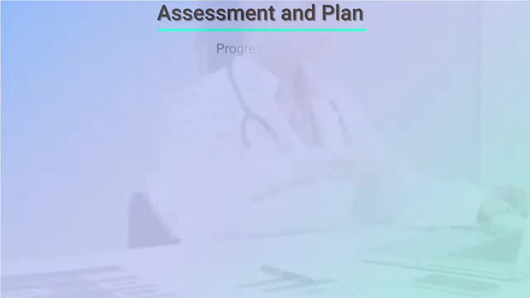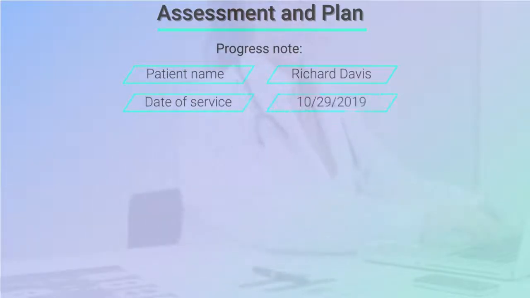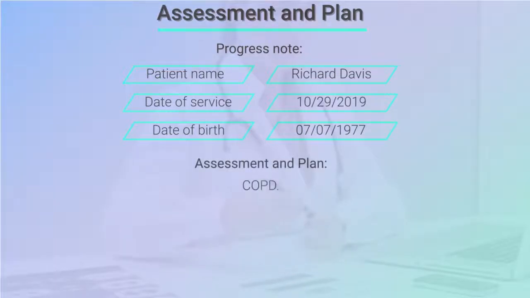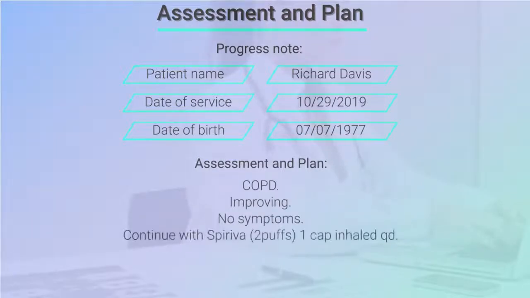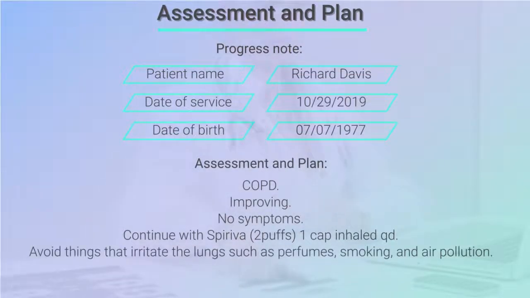Let's see an example of a progress note for COPD. Patient name: Richard Davis. Date of service: October 29, 2019. Date of birth: July 7, 1977. Assessment and plan: COPD. Improving. No symptoms. Continue with Spiriva, 2 puffs, 1 cap inhaled QD. Avoid things that irritate the lungs such as perfumes, smoking, and air pollution. Follow up in 1 month.